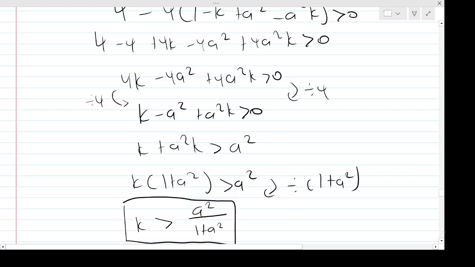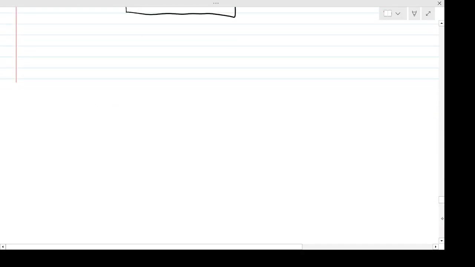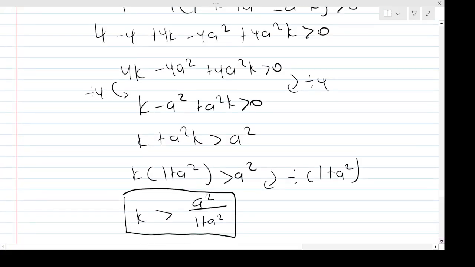Cool. So hopefully you see that wasn't too bad, right? If you've done questions like this before, it's the same method. You substituted it in using the discriminant, and then we get our answer. It looks scary at first glance, but really, if you do the same sort of thing, it's not too bad, at least to me anyway.